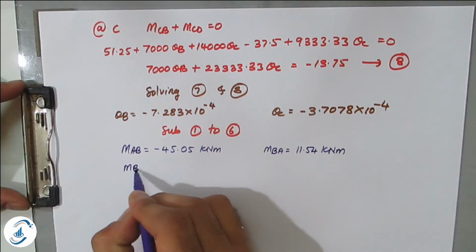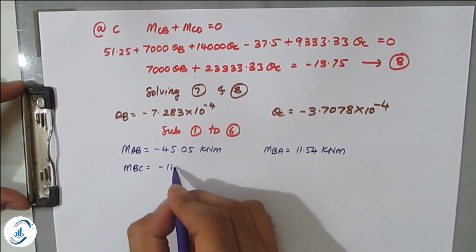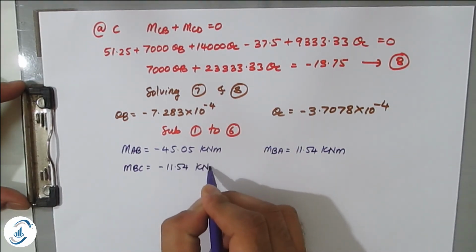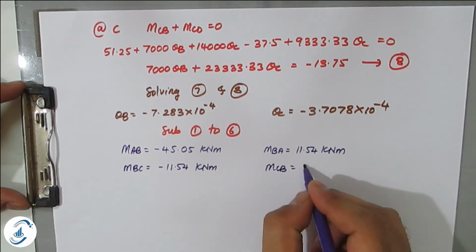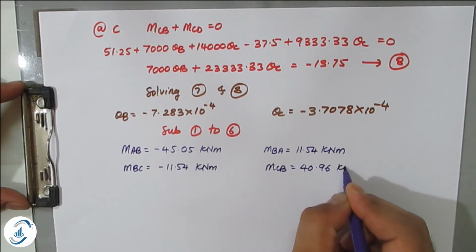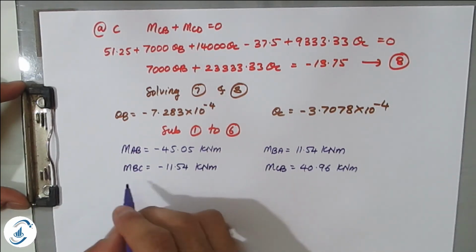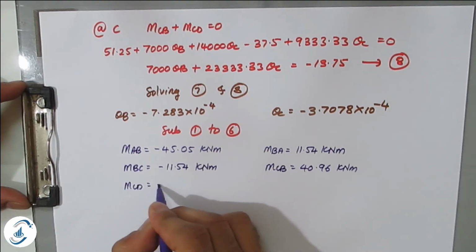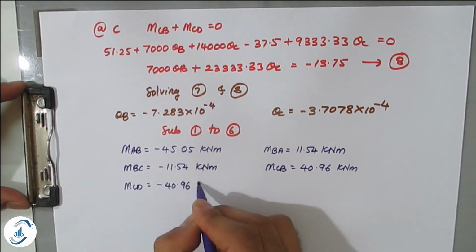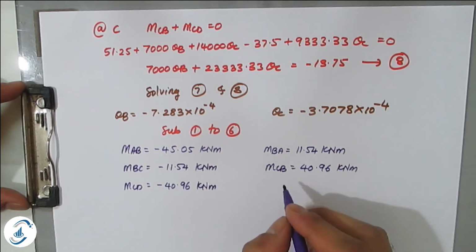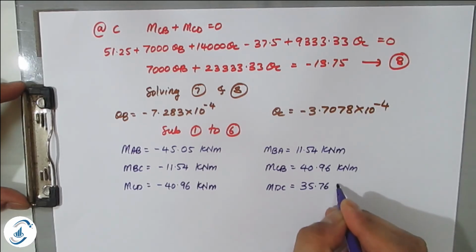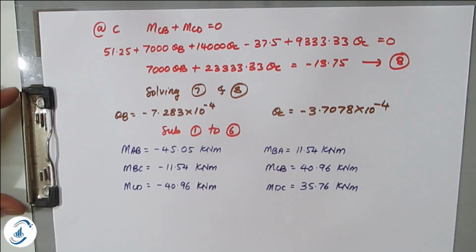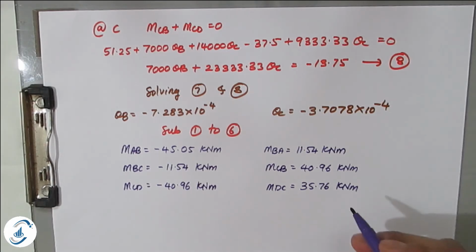MBC will be minus 11.54 kilonewton meter, MCB will be 40.96 kilonewton meter, MCD will be minus 40.96 kilonewton meter, and MDC will be 35.76 kilonewton meter. So this is how you have to calculate the end moments.